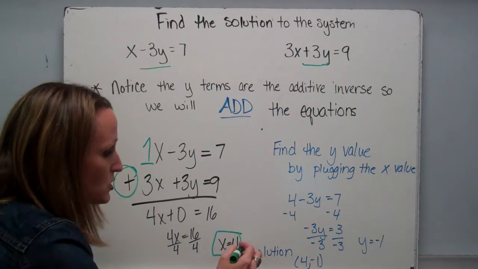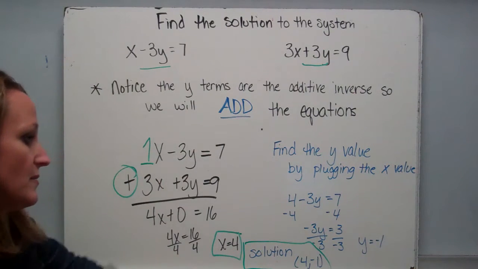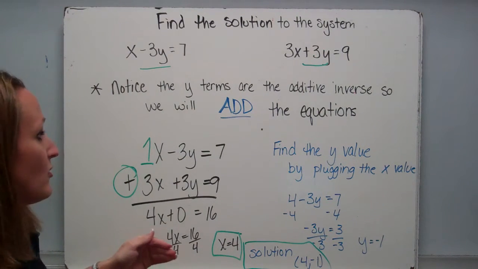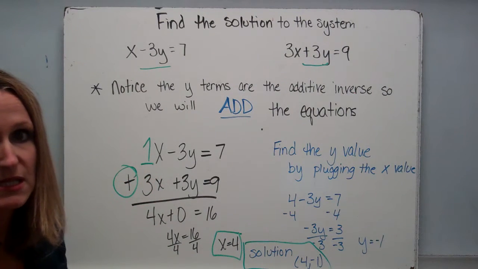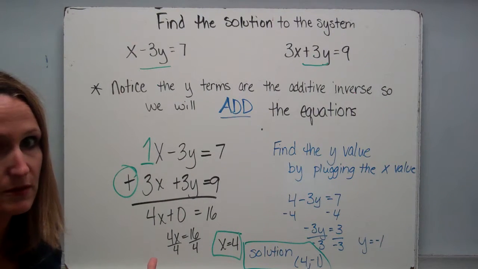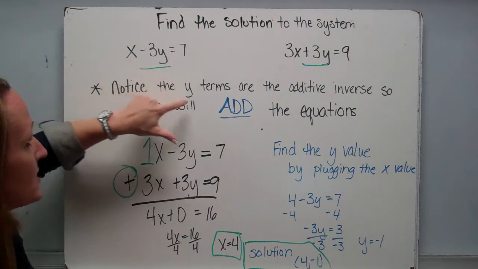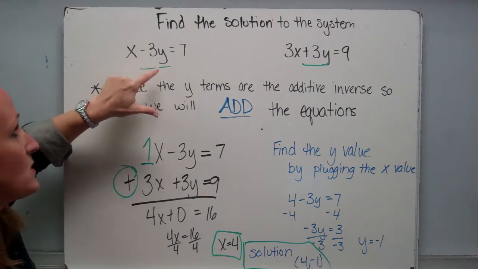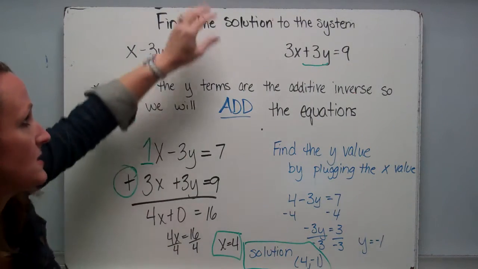So what is my solution? My solution is (4, negative 1). So I know that if I graph both of these equations, they're going to touch at (4, negative 1). That's what happens when your y terms, or it could have been x terms, are additive inverses, and I was able to add my equations.